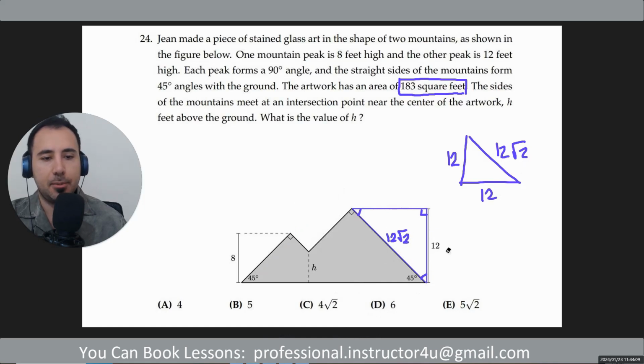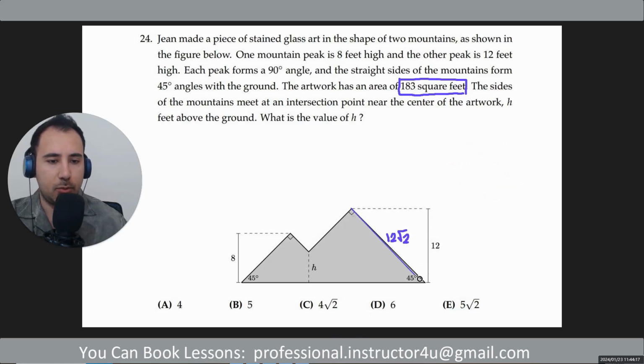I'm going to clean it. So we have this over here. Let me redraw it again. So this is what we have here.